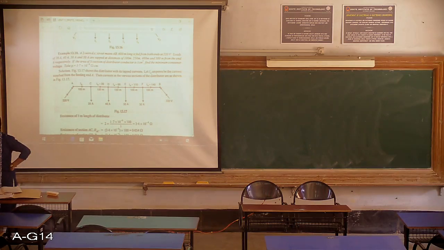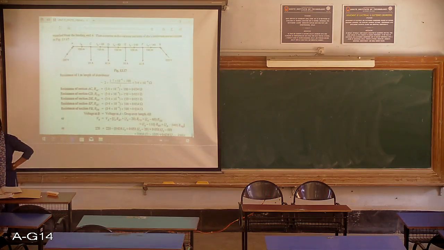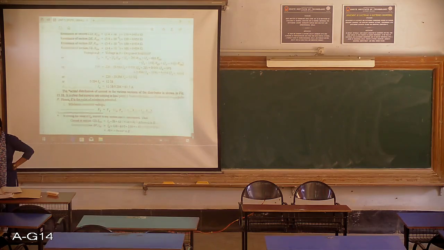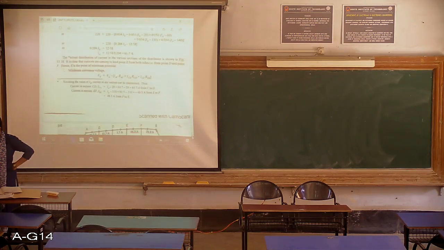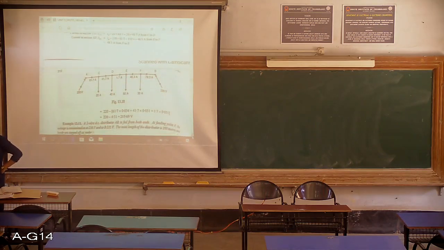Okay, so a 2-wire DC straight mains AB 600 meter long is fed from both ends at 220 volts. So this is again equal distribution. This problem I guess you all can do by yourselves. This is nothing but multiplying the drops. All the important things are given here, so I'll take up one problem.